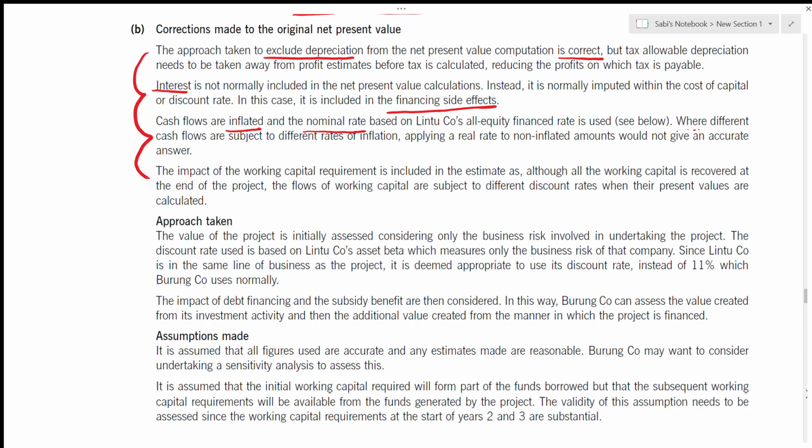And the fourth one is they're talking about the working capital requirement. Now, have you seen how they have divided this answer? The same answer you also can write, but in a different way. But this one is very effective. First talks about depreciation, second talks about interest, third talks about inflation, fourth talks about working capital requirement, in different paragraphs.